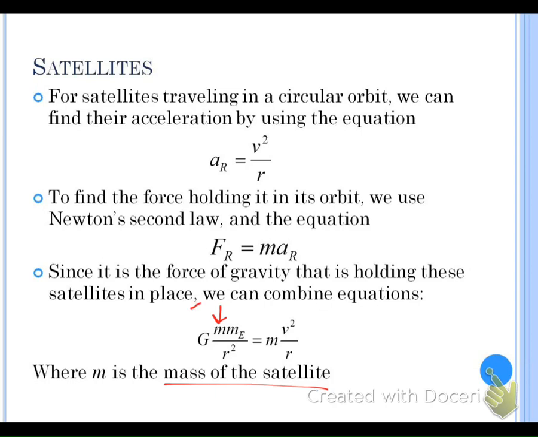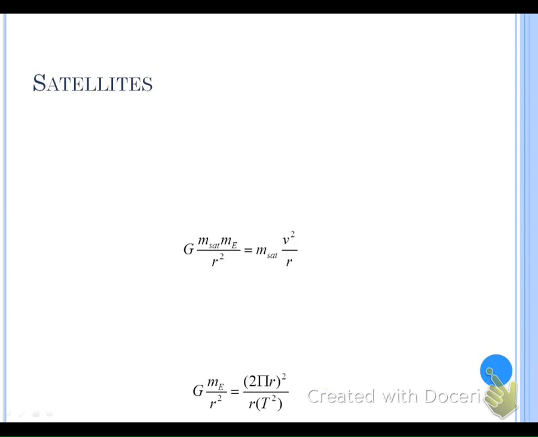So this is a new equation that we're going to have for things working with satellites, or things in orbit. M is the mass of the satellite. What is the M on the right side? Still mass of the satellite, yep. Both of these are mass of the satellite. Okay? All right, let's try one.